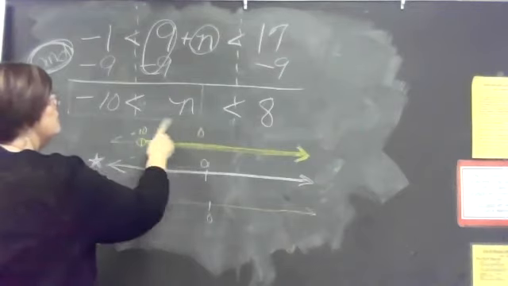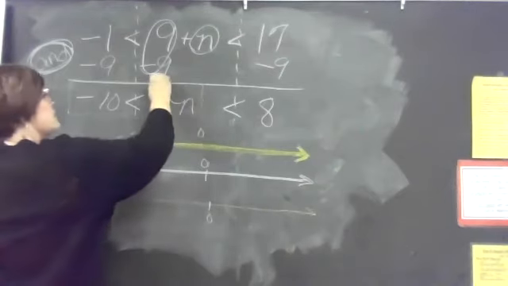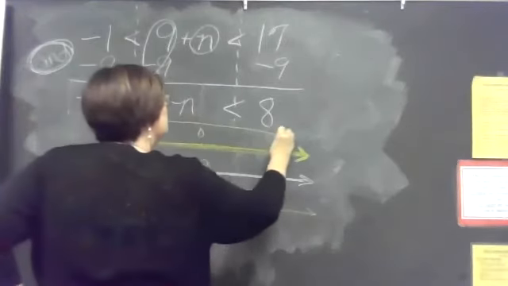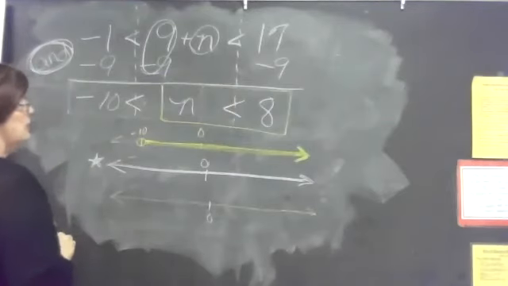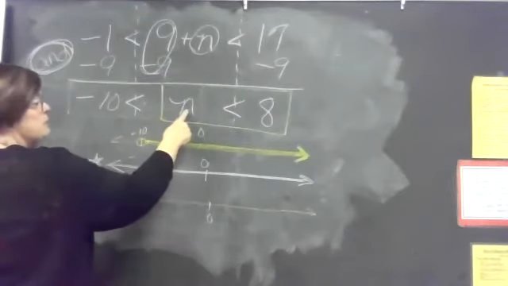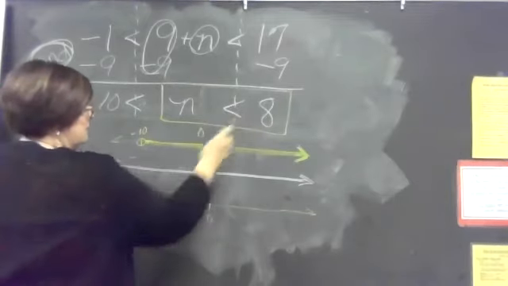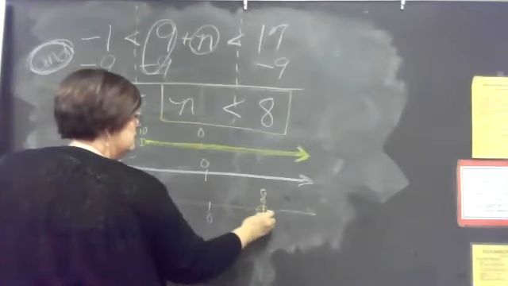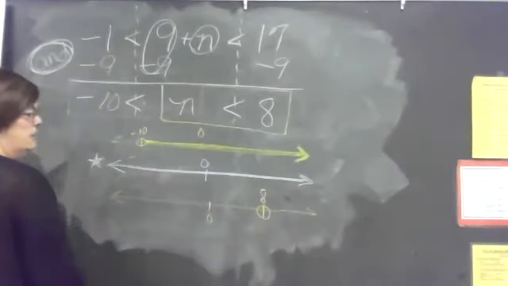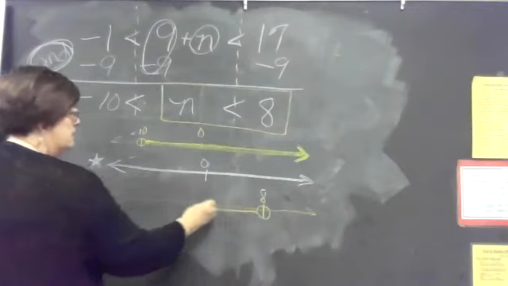Okay, and now you isolate this part, and we're going to graph this part. This part says n represents all the numbers that are less than 8. So here is 8. Do I color it in or not? No. And I shade which way? To the left.